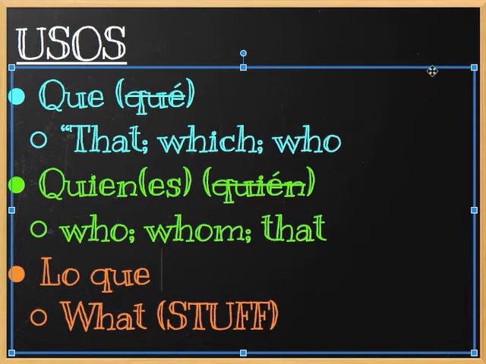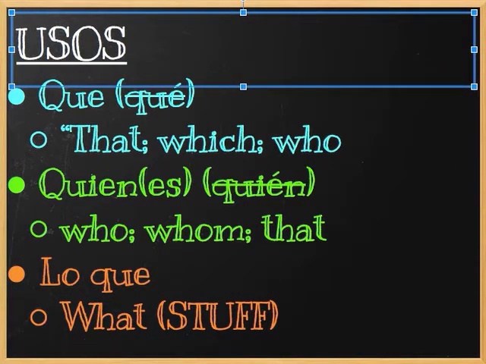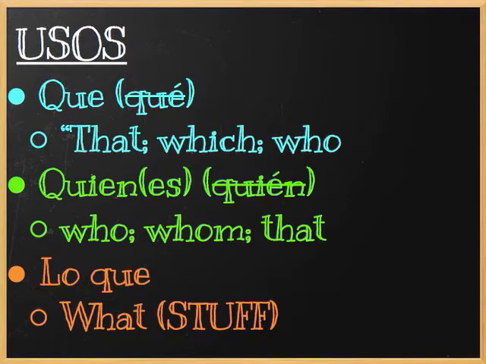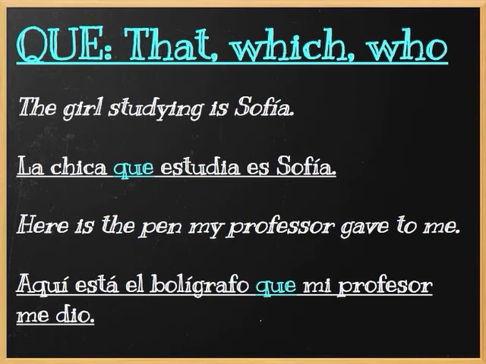Okay, so we have these tres opciones. Que, quien, quienes if it's plural, lo que. Okay, so we'll keep going. Let's do kind of specific examples here. Que, that, which, or who.